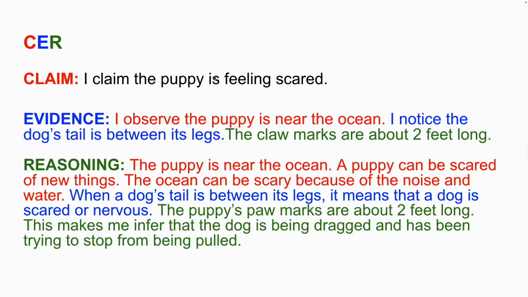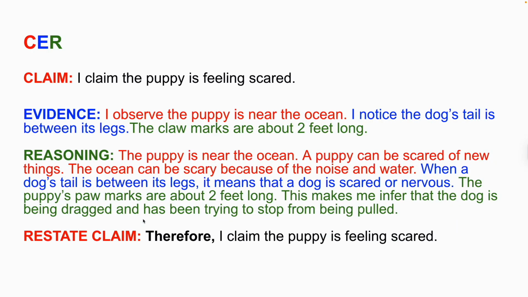Okay, so I have my C, claim, my E, evidence, and my R, reasoning. And notice how here I color-coded my evidence to correspond to the reasoning here. So I'm explaining each piece of evidence in my reasoning by providing why it proves that my claim is right. Now the last thing I need to include, which is the cherry on top, is I simply need to restate my claim. Therefore, I claim the puppy is feeling scared.